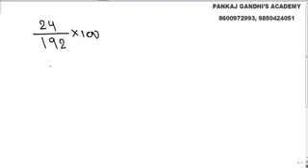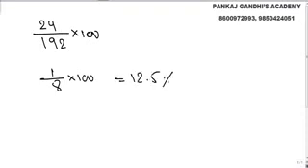Now let's say we're supposed to calculate 24 upon 192 into 100. What all we do is, we know 24 8s are 192, so we get the answer as 12.5%.